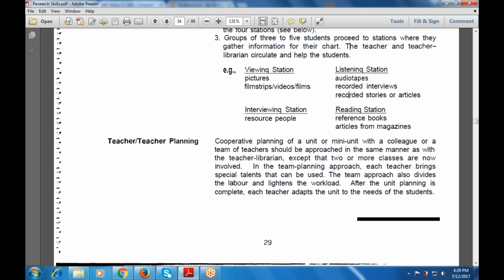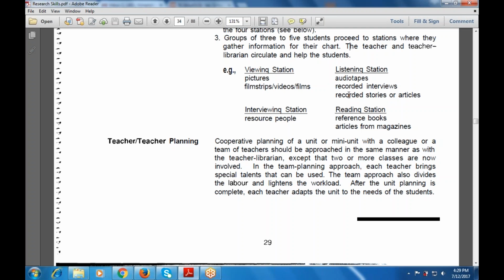That should be approached the same as it is used in the teacher library. But the main difference is that two or more classes are now involved. In the team planning approach, each student brings special talents that can be used to divide the labor and lighten the workloads. After the unit planning is complete, each teacher adapts the units to the needs of the student. Whatever the need of the student, that should be adopted.